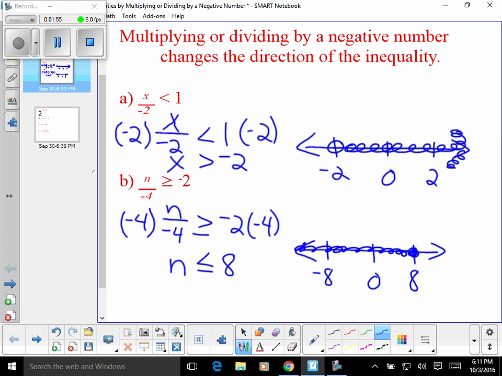Now you can also try this by substitution. You can try a 0, for example. 0 over -4, 0 divided by -4 is going to be 0, and 0 is greater than -2. If you try a 12, which is divisible by -4, you're going to get a -3, which is smaller than -2, so the answer is going to be false.